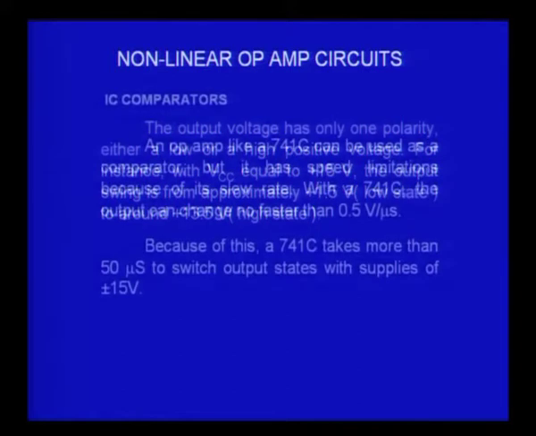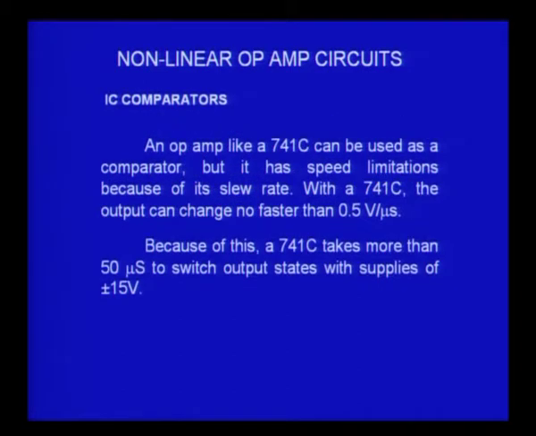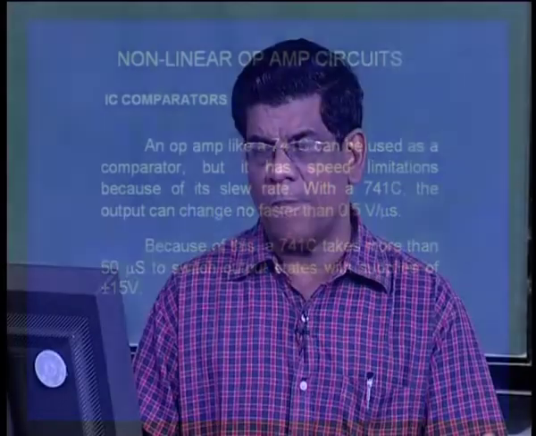positive or negative side. Apart from 741, we also have comparators which are commercially available, because 741 is not actually meant to be a comparator. You know, the output swing cannot be too fast. Even in the demonstration I showed, you would find the transition from minus VCC to plus VCC was not vertical, it had a finite slope, and that slope is due to, I hope you all remember, the slew rate of the operational amplifier.